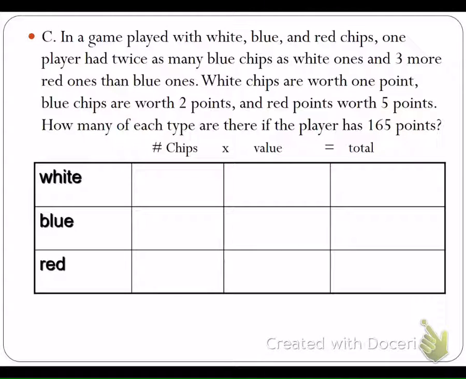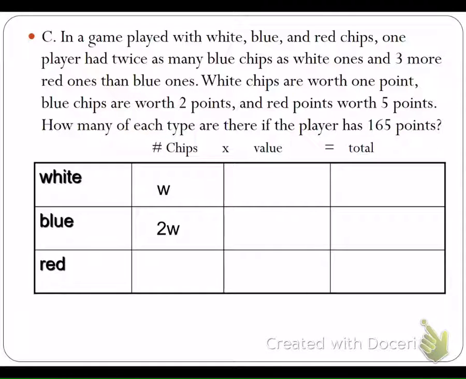In a game, yes, this sounds like a poker game. One player had twice as many blue chips as white chips, and 3 more red chips than blue chips. So I think it will be easiest if we start with the white. So I'm going to call the white W. What do I know about the blue? Twice as many. What does twice as many mean? Times 2. So this is going to be 2W.